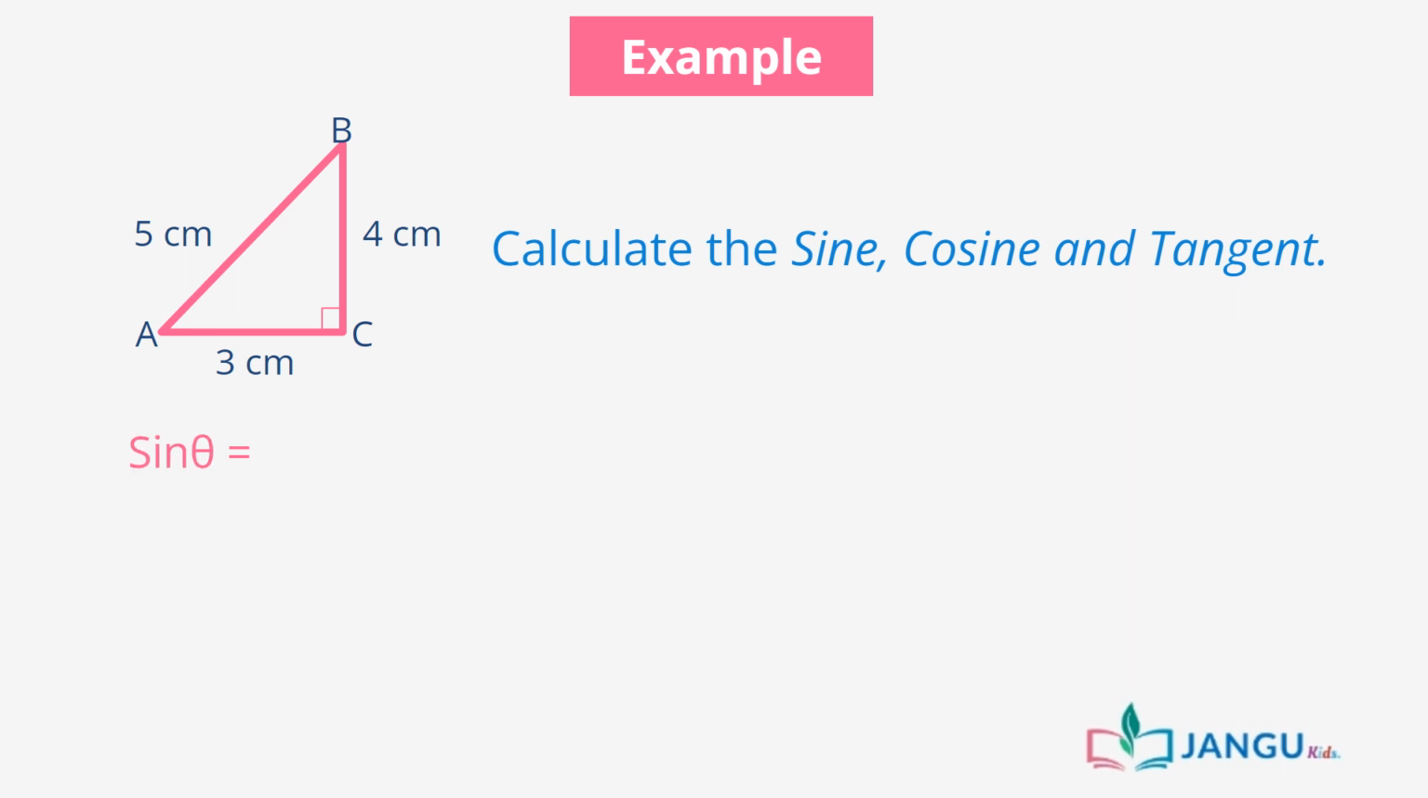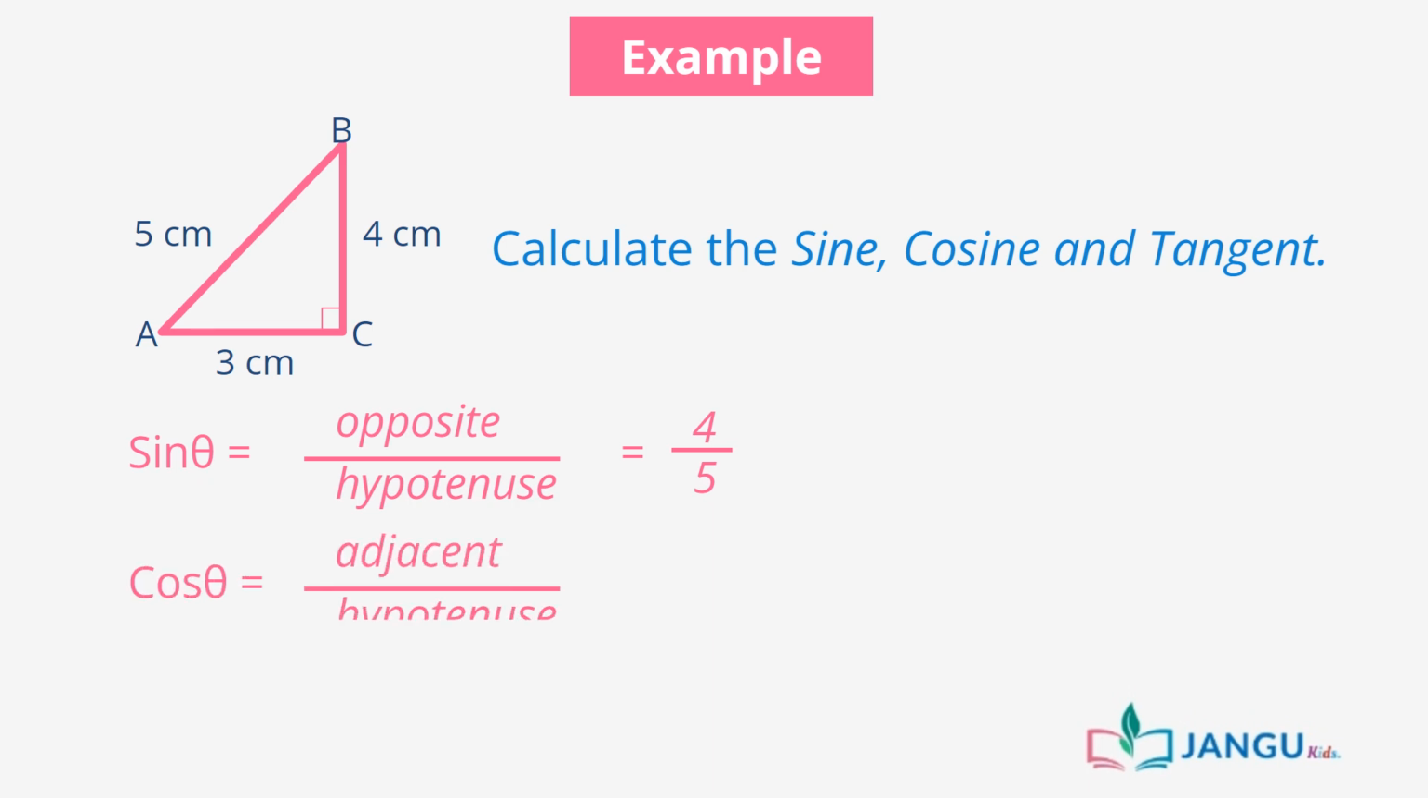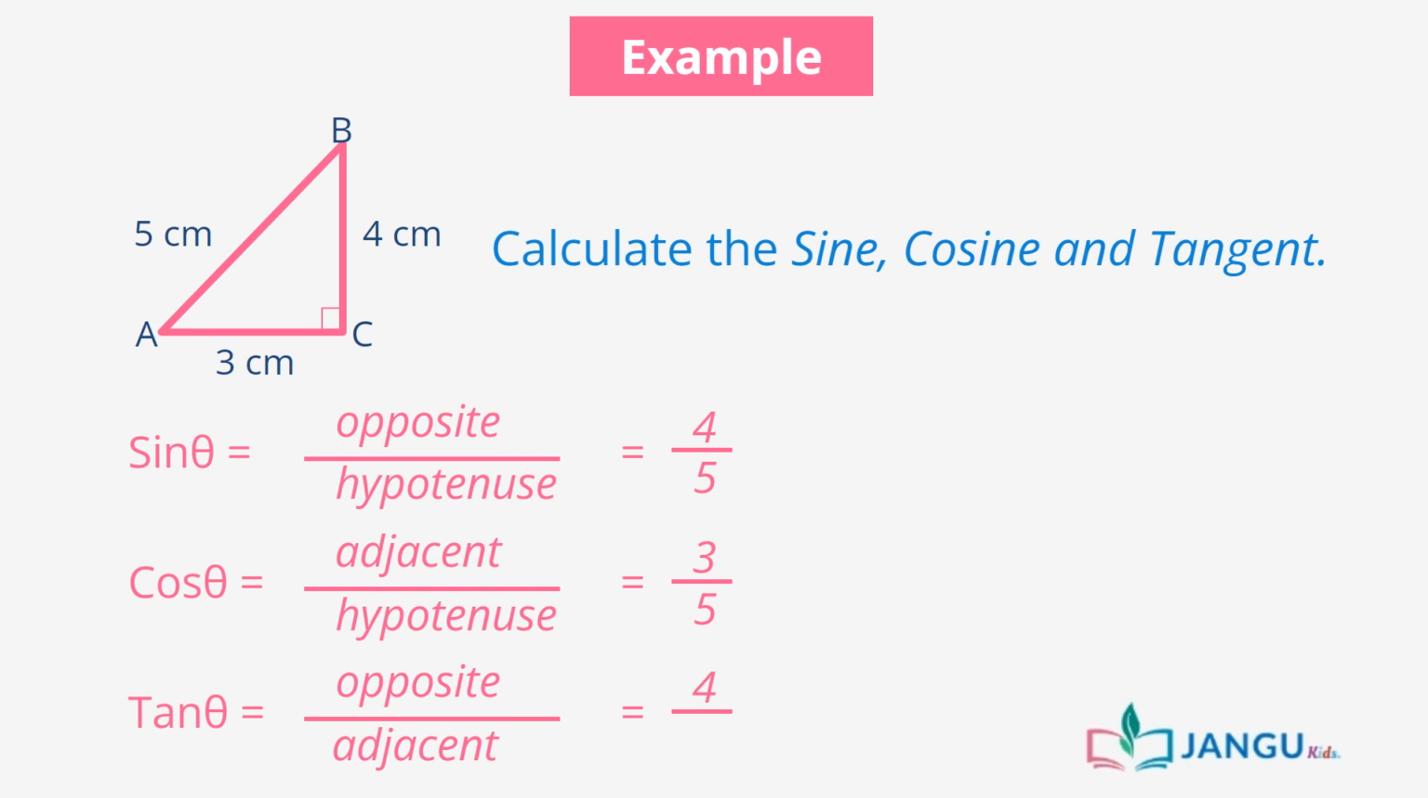To calculate the sine, we use the formula opposite over hypotenuse, which is 4 over 5. The cosine will be calculated using the formula adjacent over hypotenuse, which is 3 over 5. And of course, lastly, the tangent will be calculated using the formula opposite over adjacent, which is 4 over 3.